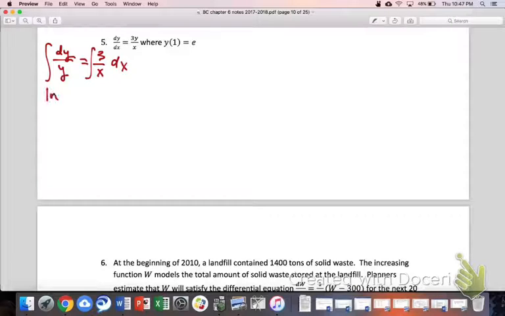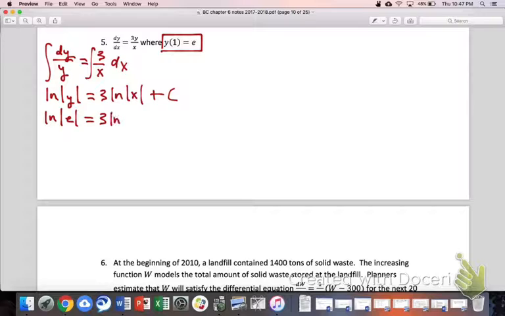That'll give me natural log of absolute value of y is equal to 3 times the natural log of the absolute value of x plus c. So we got ln's on both sides here. So at this point, I have found my antiderivatives, and I'm going to go ahead and try to find my c value. And the way that I find my c value is to use my initial condition. So this is saying that when x is 1, y is e. So I'm going to plug the e in for y. And I'm going to plug the 1 in for x.